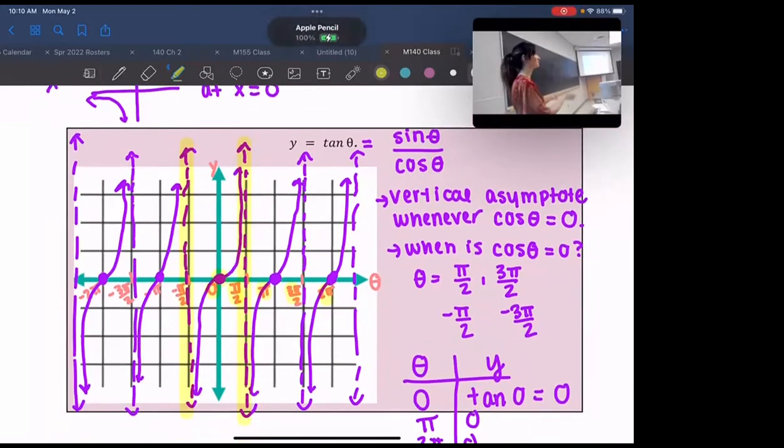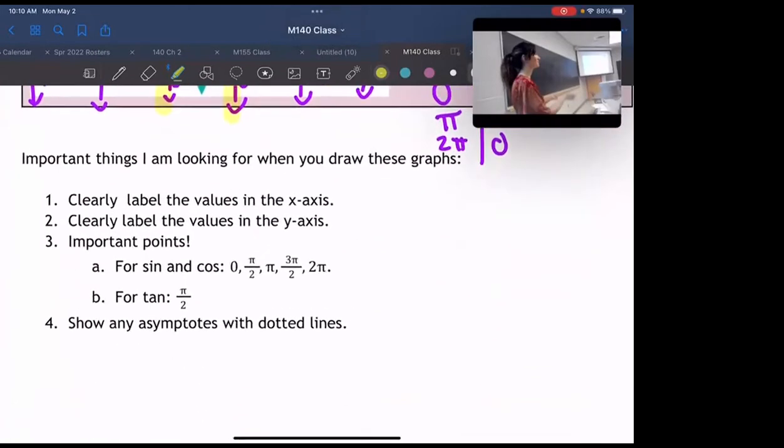To make things easier for you on a test or quiz, I'm going to give you this list on what to draw whenever I'm asking you to draw the graph, okay? So I'm going to tell you to label the values in the x-axis. I'm going to tell you to label the values in the y-axis. I'm going to tell you what points to clearly label.